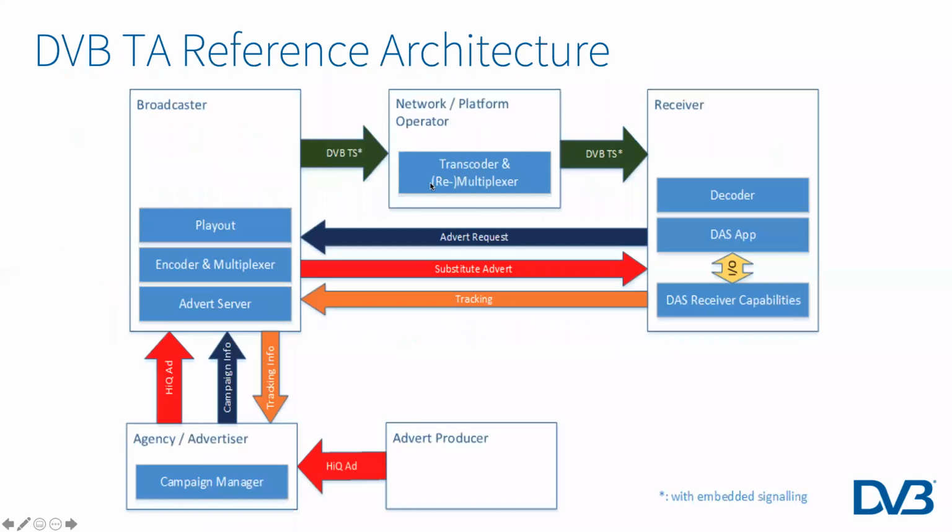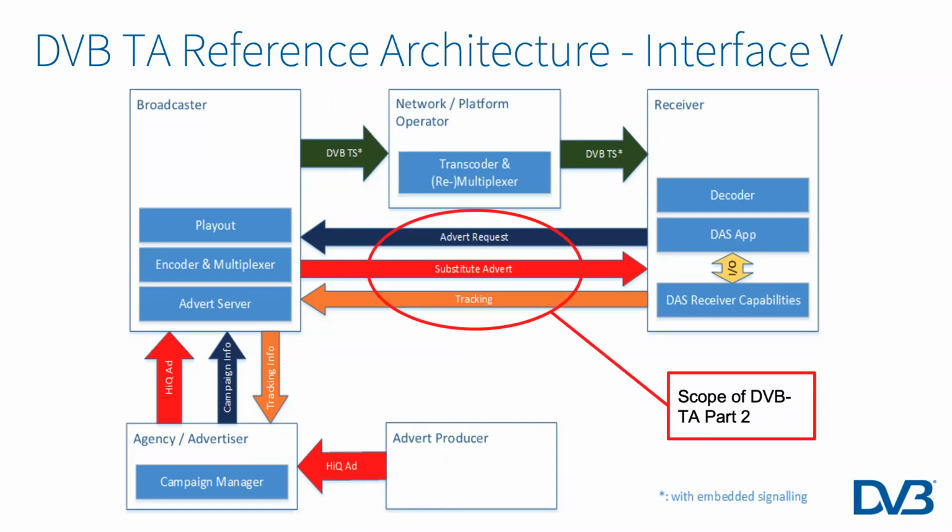So here is the reference architecture you have already seen in Martin's diagram, and it obviously constitutes the full ecosystem for DVB-TA as we saw it. Martin's world is what is there within the playout and coding multiplexer, producing the TS stream. This part of the specification, what we called the interface, is constituted in these 3 sub-interfaces between the receiver and the broadcaster.